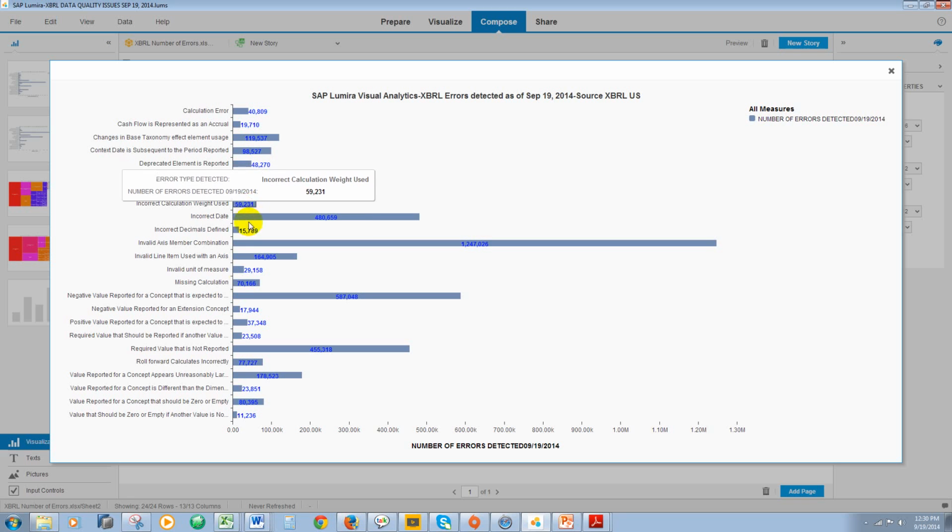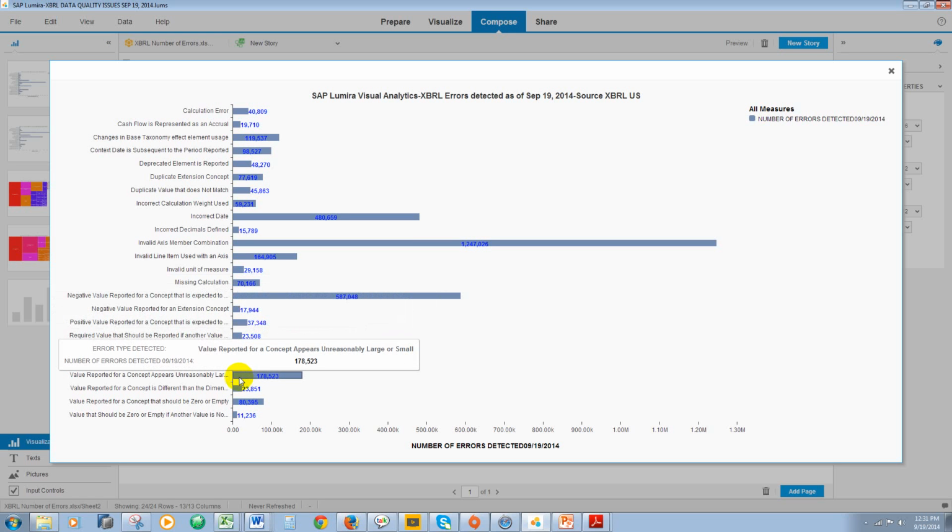And then we have missing calculations, so that stands at 70,166. So that's affecting the accuracy of the XBRL data and the financial semantics. And then we have negative value reported for an extension concept, that stands at 17,944. So that's affecting the accuracy of the XBRL data. And then we have roll forward calculates incorrectly, that stands at 77,727. So that is affecting the accuracy of the XBRL data.